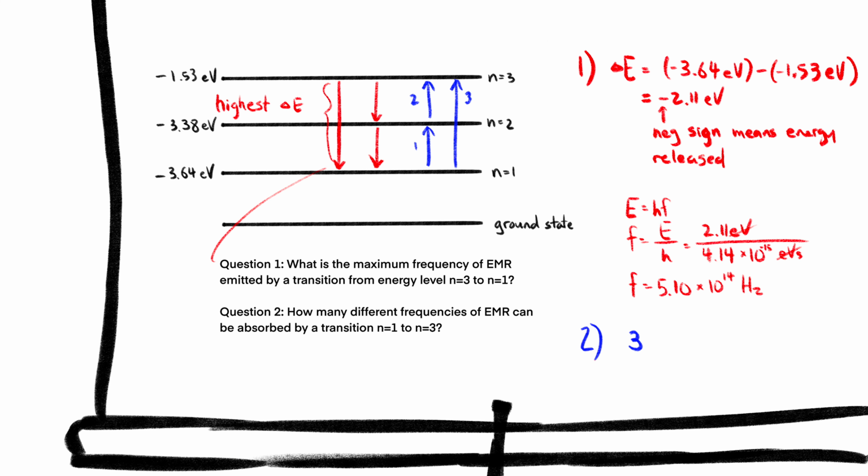Question 1. First, find the electron's change in energy as it transitions from its third orbital to its first. You should get negative 2.11 electron volts. Next, use the Planck-Einstein relation E equals hf to solve for frequency. Question 2. The electron can jump twice from n1 to n2, then n2 to n3, absorbing 2 photons. Or the electron can directly jump from n1 to n3, absorbing 1 photon. In total, 3 different types of photons can be absorbed.